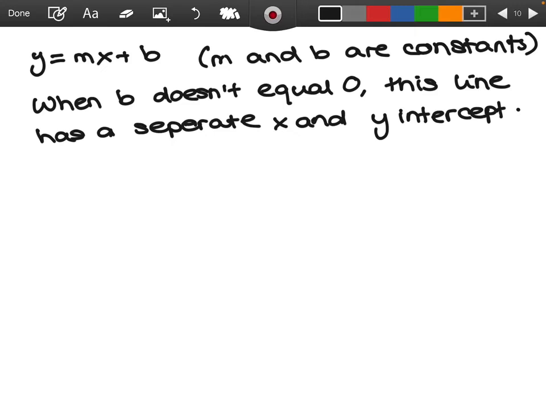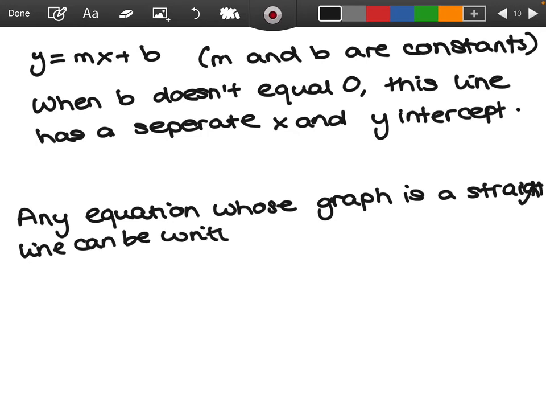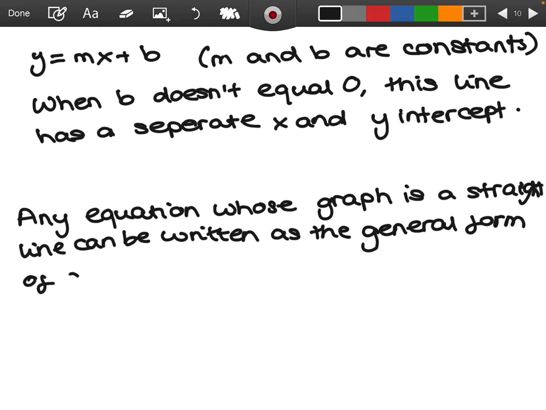Another type, which we did look at at the start, is called the general form of a linear equation. So any equation whose graph is a straight line can be written as the general form of a linear equation.